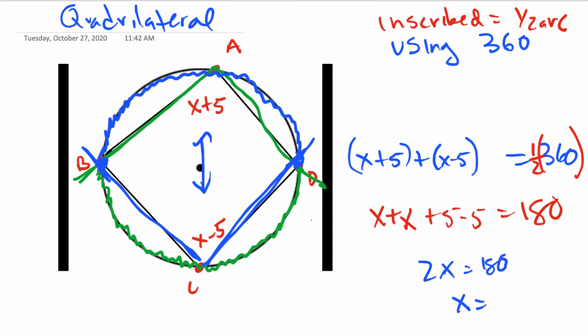And x will be, when we divide both sides by 2, x will be 90. So the angle is not 90, but x is 90. We can plug it in. The top angle would be 90 plus 5. The bottom angle would be 90 minus 5. But our answer for x is 90.